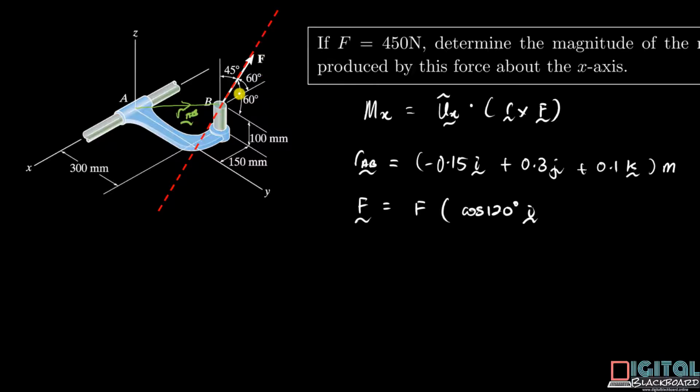This is the negative x-axis. So it is actually making an angle of 120 degrees with the positive x-axis. So the positive x is here, pointing in this direction. So the angle that F makes with the positive x-axis is actually here, and this is 120 degrees.